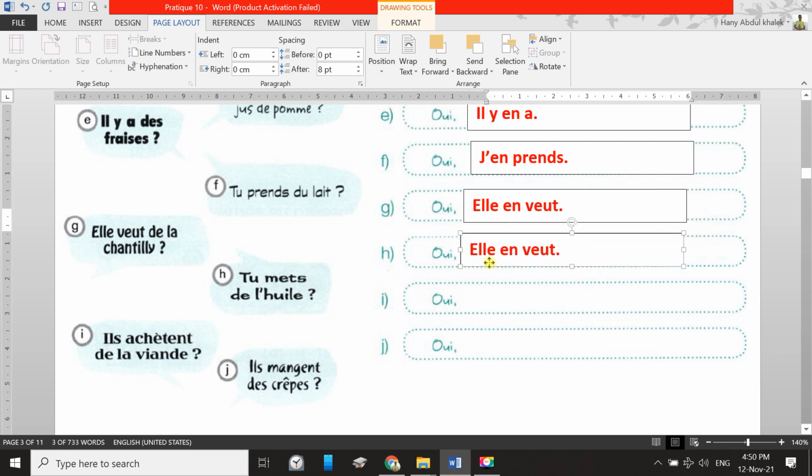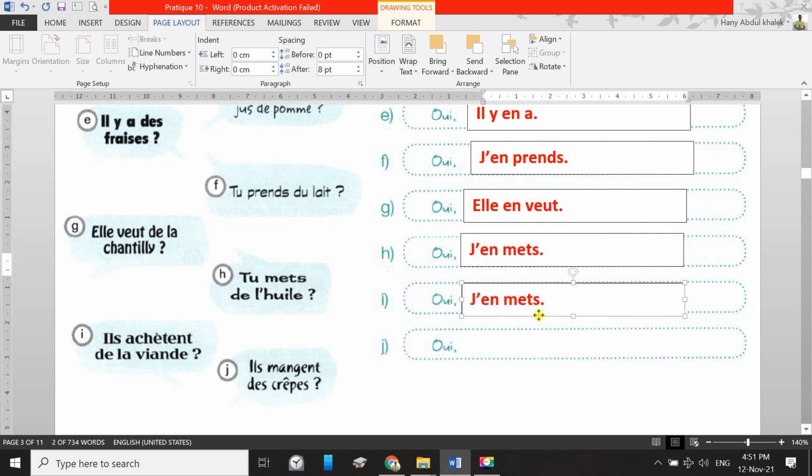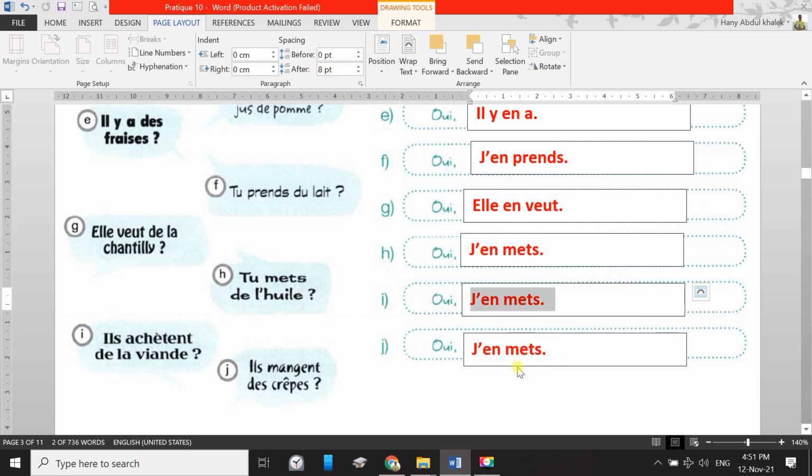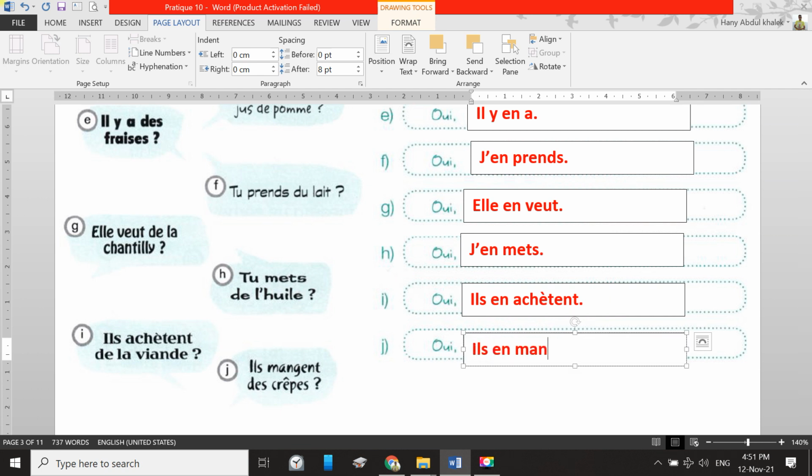Letter H. Tu mets de l'huile, j'en mets. And here we have it. Letter I. Ils achètent de la viande. Ils en achètent. And here the last one. Lettre J. Ils mangent des crêpes. Ils en mangent. Okay, I hope you understand.